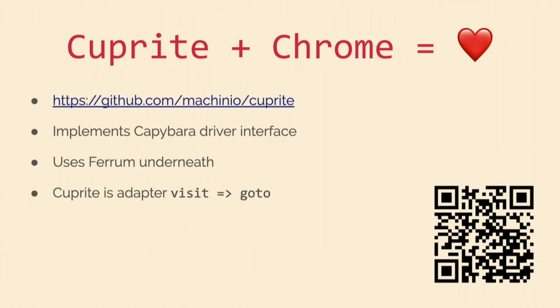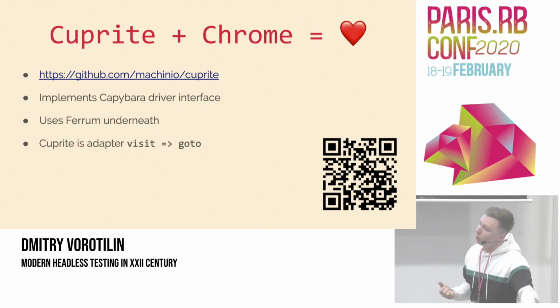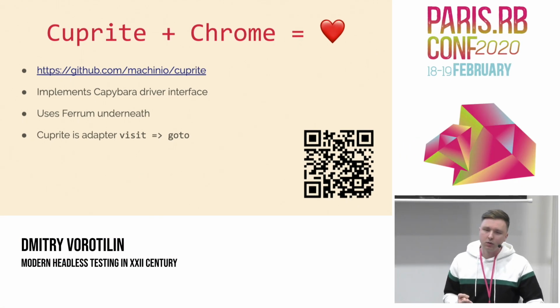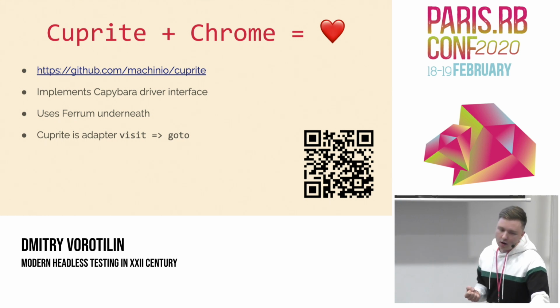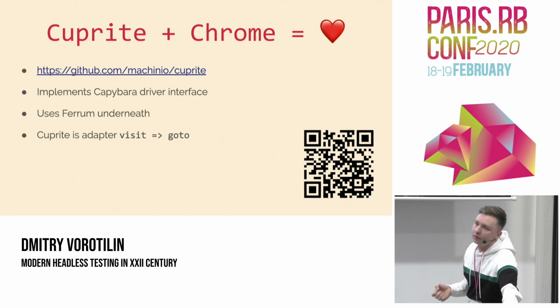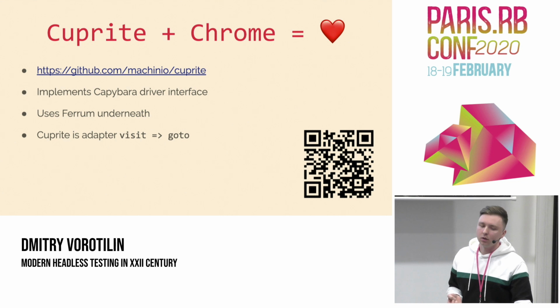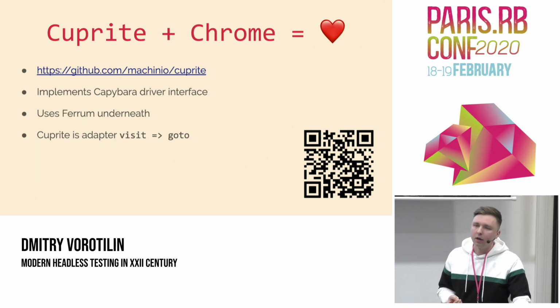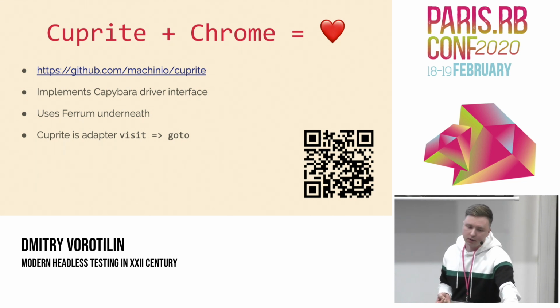So now we know what Ferrum is and how it works. Let's move to the next gem called Cuprite. Cuprite is a Capybara driver which uses Ferrum underneath. Basically, it makes Ferrum compatible with Capybara calls. So for example, Capybara has the visit method, but Ferrum has goto. So basically, Cuprite fulfills the role of the adapter.